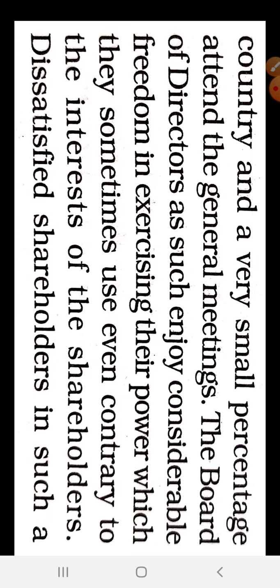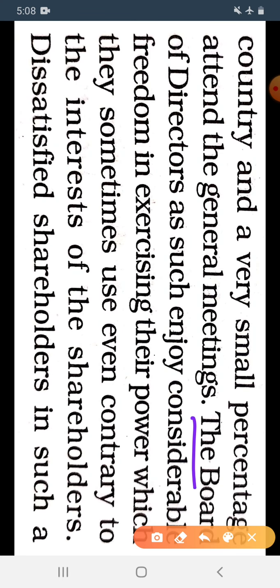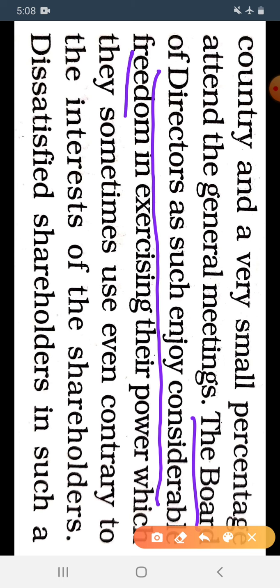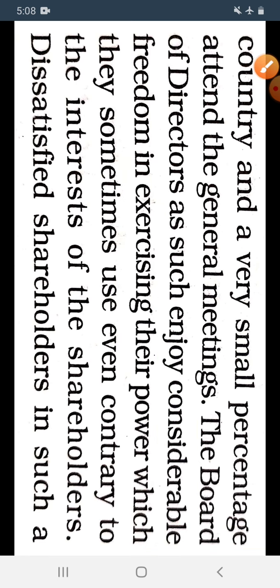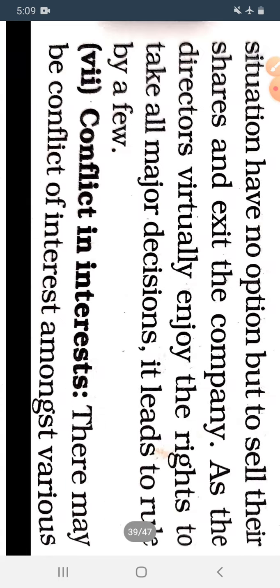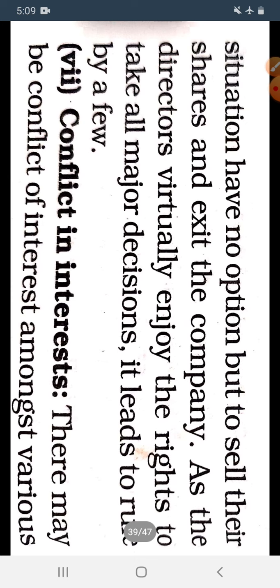The board of directors as such enjoy considerable freedom in exercising their power. They have total power, which they sometimes use even contrary to the interest of the shareholders, and sometimes they do work which is against the interest of the shareholders. A dissatisfied shareholder in such a situation has no option but to sell their shares and exit the company. If the shareholders are dissatisfied, they sell all their shares and leave the company.